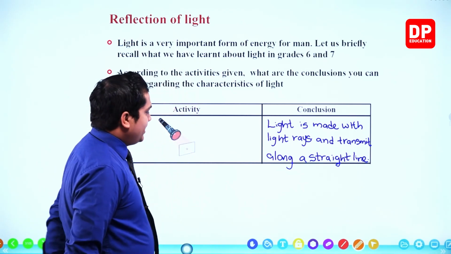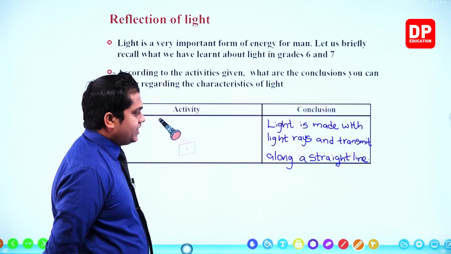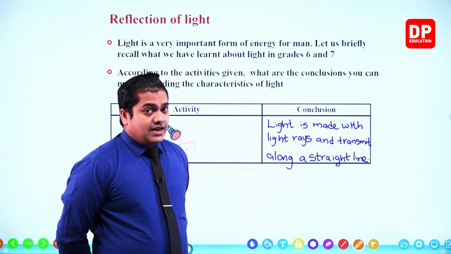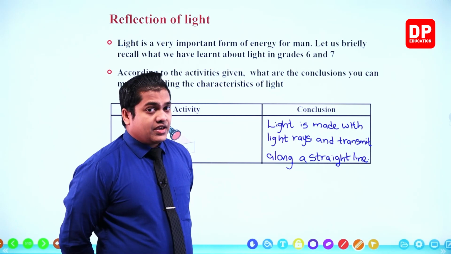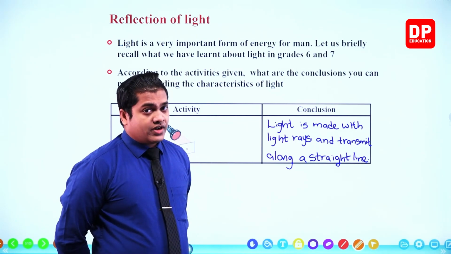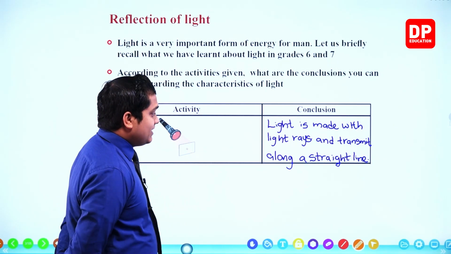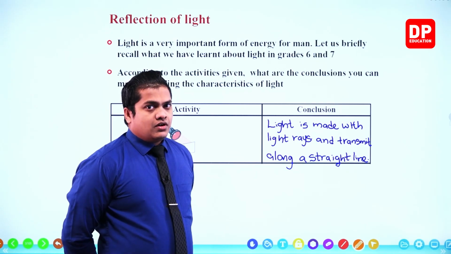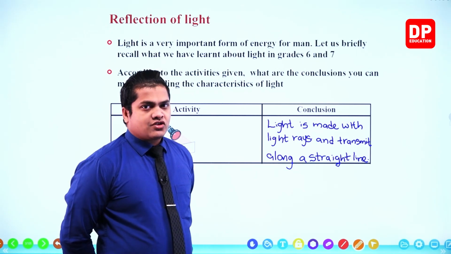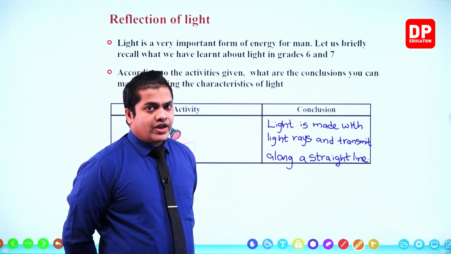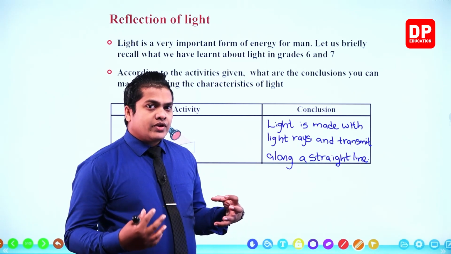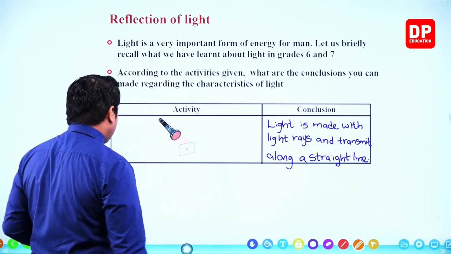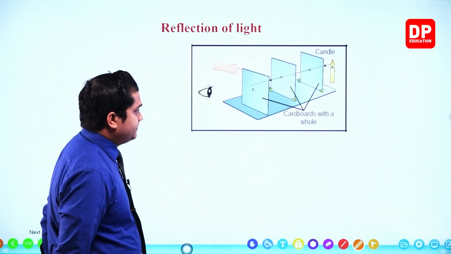However, my dear children, when you observe this activity, we can't give it as a straightforward conclusion that light travels in a straight line. But according to our visibility, we can see that the light ray is passing in a straight line. However, in order to get an even better conclusion, we can carry out the second activity, which is given over here.